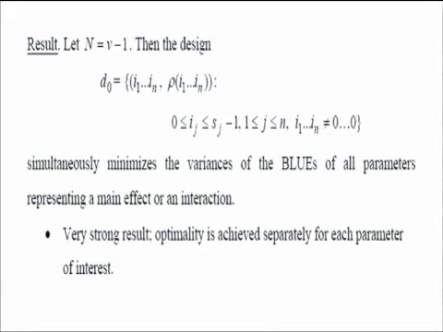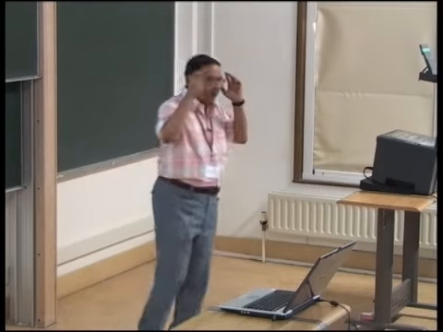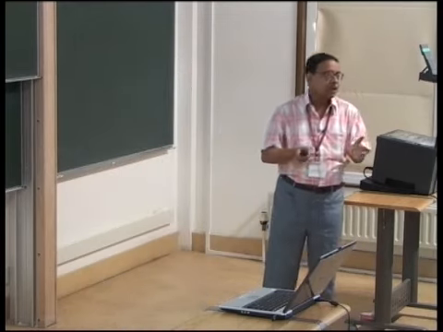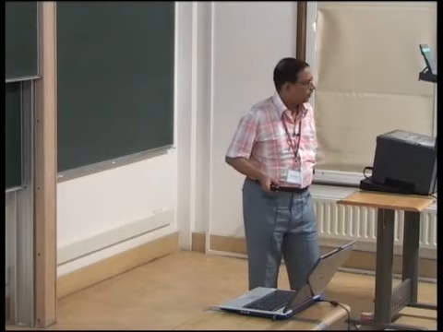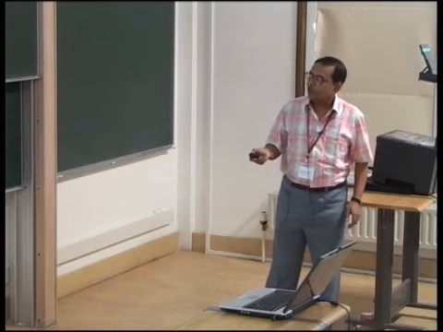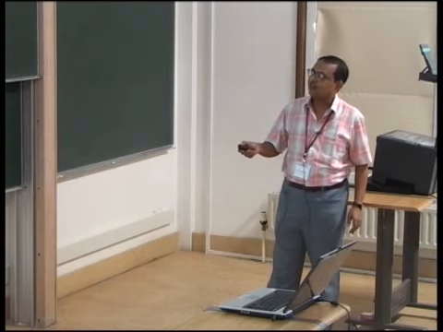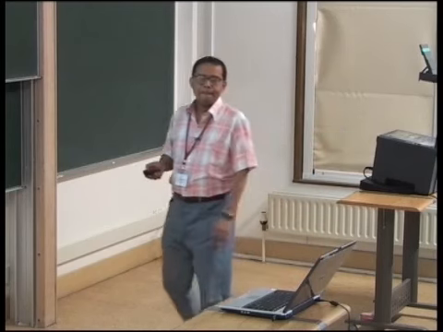and then we get this result using unimodularity and the Kronecker notation. If n equals V minus 1, then this design simultaneously minimizes. This simultaneously is very important. It is much more than the standard optimality criteria like A, D, E or W. It simultaneously minimizes the variances of the BLUEs of every object of interest. This is a very strong result, because optimality is achieved separately for each parameter of interest.